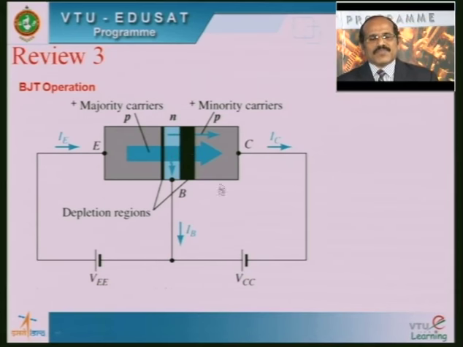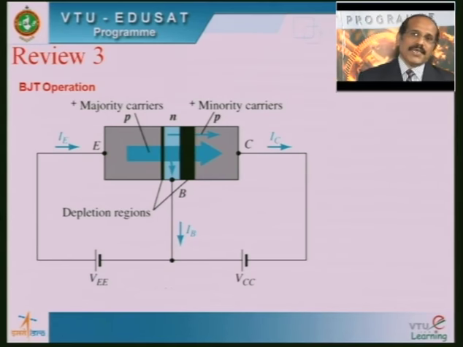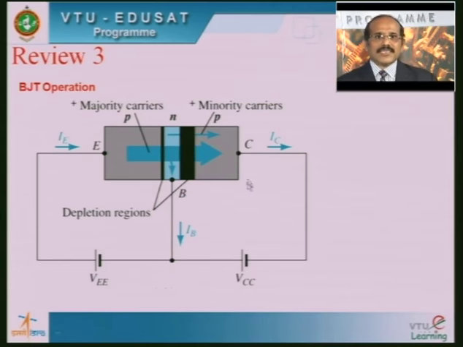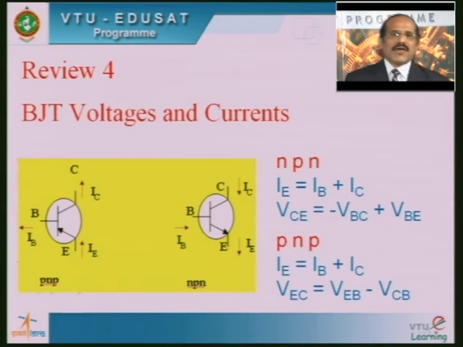As you know, there is a depletion region across this collector base junction, and due to that depletion region a potential barrier exists. This potential barrier favors these holes to move from the base layer to the collector layer, and therefore that will contribute to the collector current. Apart from that, we have also seen some of the BJT voltages and currents existing in the device.